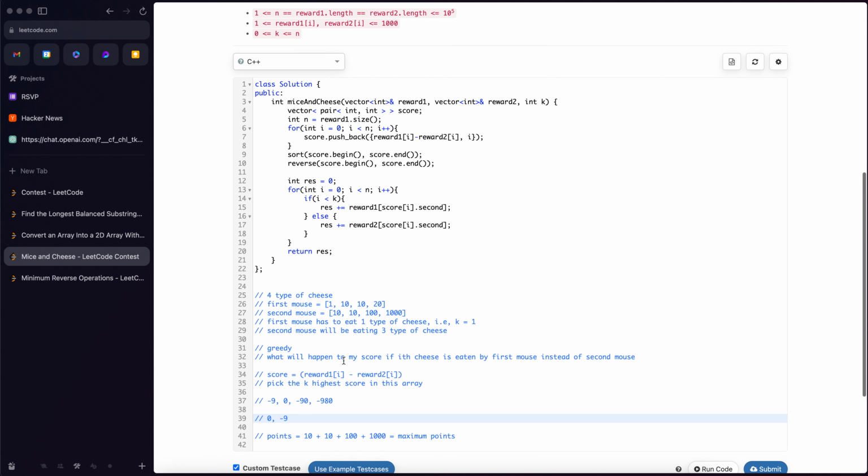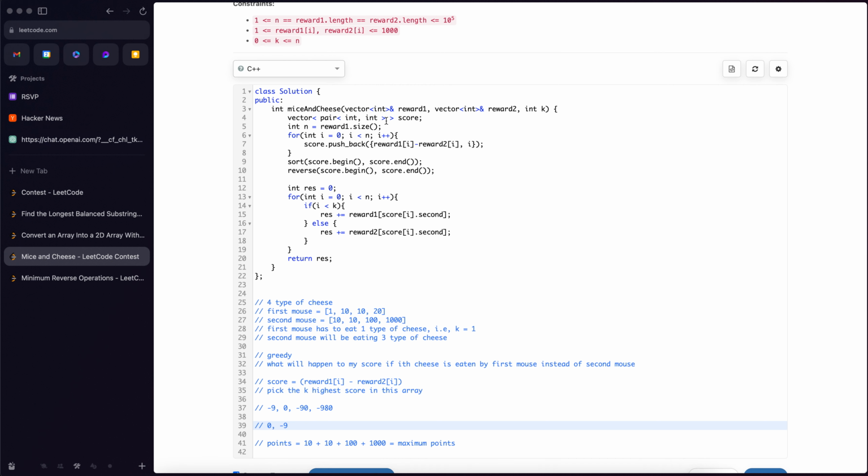So what I am trying to say is, during the implementation I had to take care of the index also, as in which type of cheese this score is for. That's why I made a pair instead of a vector of int, and then I iterated over all the n types of cheese. Then I calculated the score. The score would be reward1[i] minus reward2[i], and this score is for the ith type of cheese. This is important because I need to calculate all the points in the end.